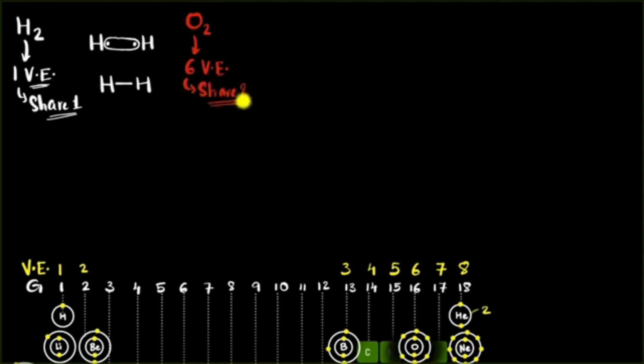And if somebody else is willing to share their 2 electrons, it's going to form a bond with them. That's why it forms a bond with itself. So how do we do that? Well, we're going to draw the Lewis structure. We're going to draw 2 oxygen atoms.